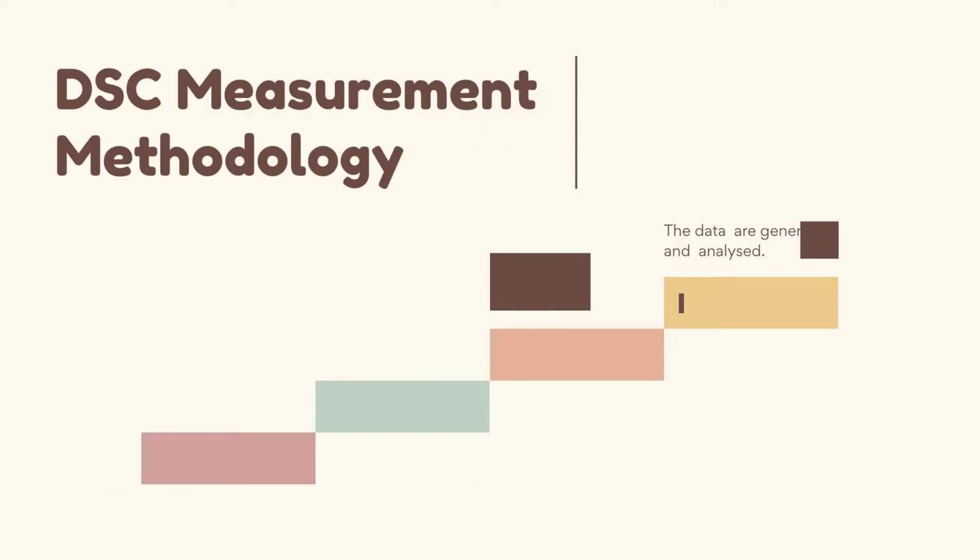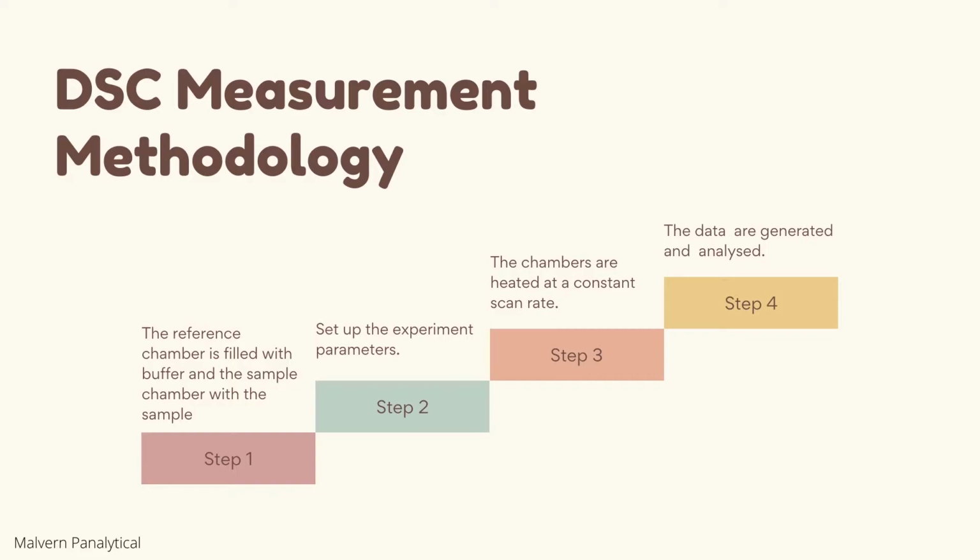Here is a general methodology in performing a DSC measurement. First, the reference chamber is filled with buffer and the sample chamber is filled with sample. Then, the experiment parameters are set up, the chambers are heated at a constant scan rate, and then the data are generated and analyzed.